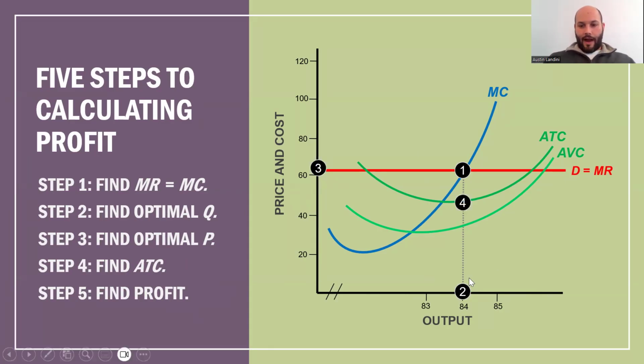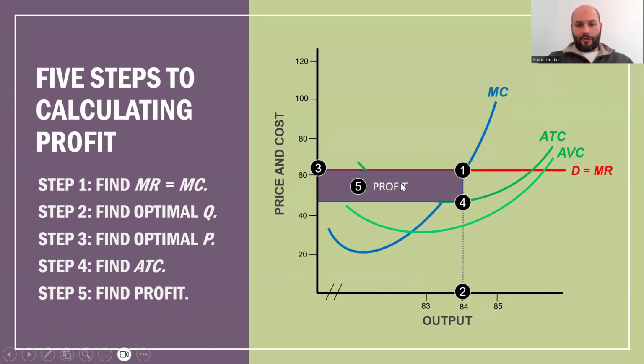And now we can figure out if this company produces 84 units, what will that cost them? Well, the average total cost of producing 84 units is here, right? Here's 84 units. We take that up. Where does it intersect our cost curve? It's right here. So what's our profit? Our profit is the price minus average total cost, how much we'll bring in minus how much it cost us to produce, times how many units we're producing.